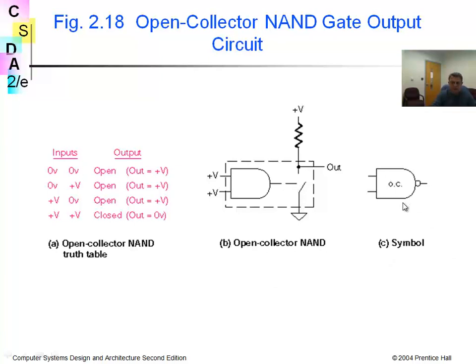The symbol is this. This is exactly what you have seen in your first digital course. This is the symbol of an AND gate, and if you put a bubble here, that means the output of the AND gate is going to be inverted, and we call them NAND gates for short.